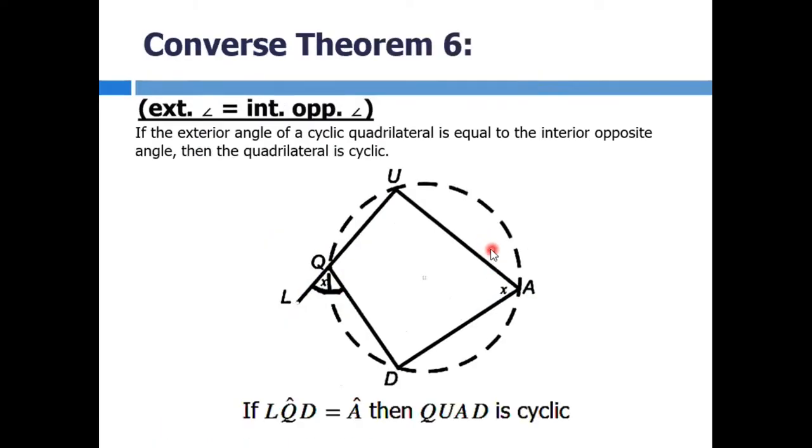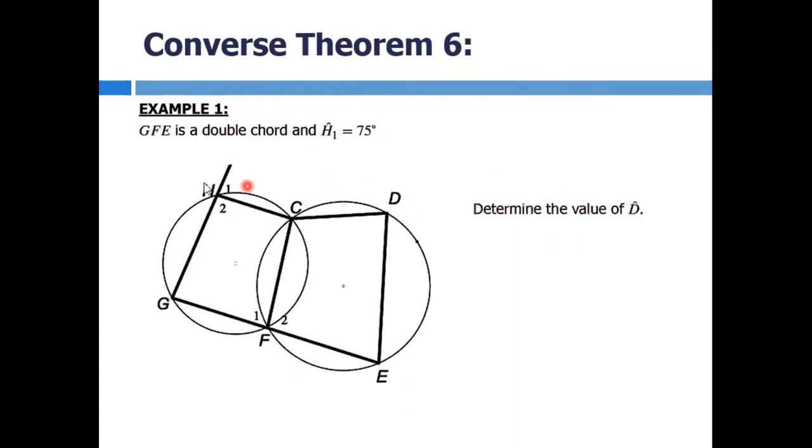Again, you can use that to prove that something's a cyclic quad. If you've managed to show that those are both equal to each other, then it has to be cyclic. So if they ask you to prove a cyclic quad, you're doing that converse. Okay, so let's have a look here.